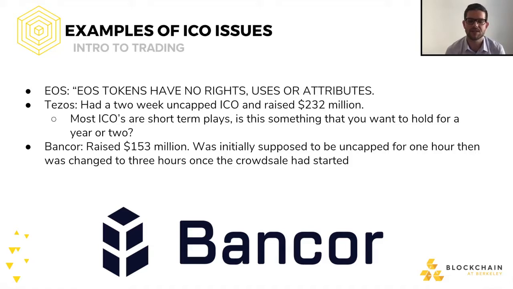Like I said before, I'm going to go over just a few examples of ICO issues. Not going to necessarily say that it's good or bad, it's just something to be aware of, and a few examples that I want to highlight. As far as EOS, you can look into it a little bit more, but it explicitly states in their contract that EOS tokens have no rights, uses, or attributes.